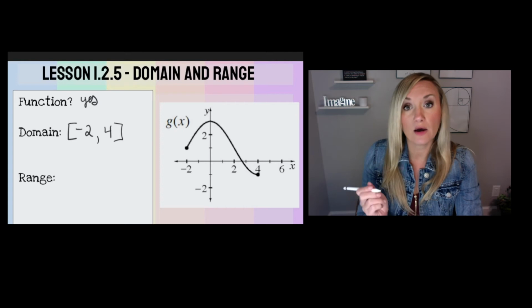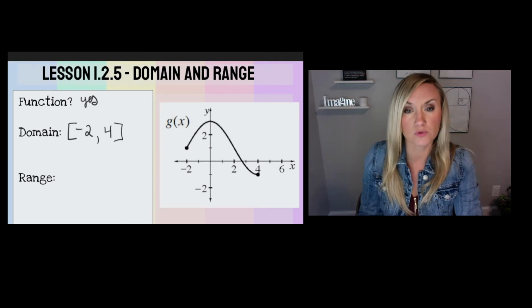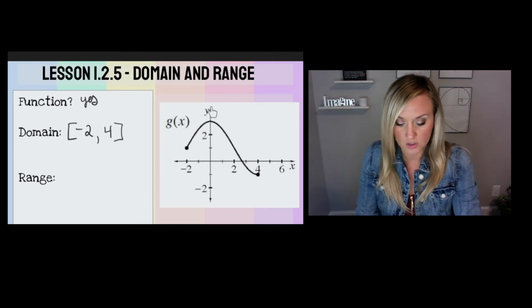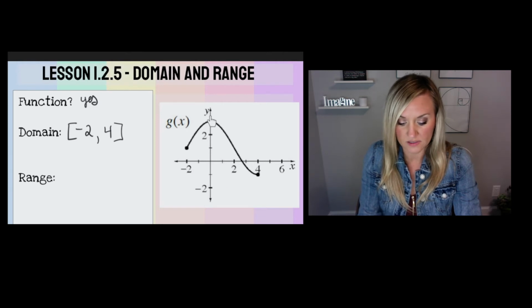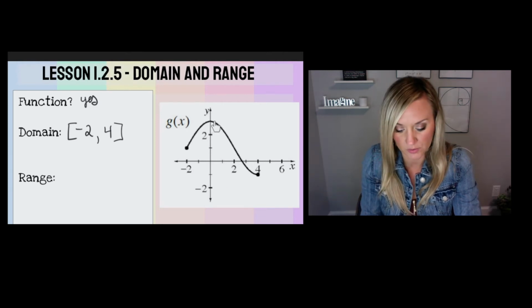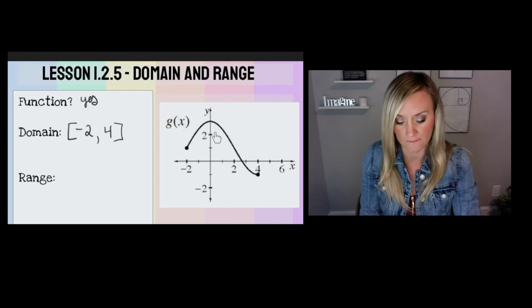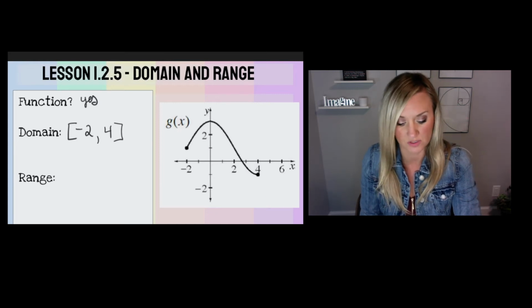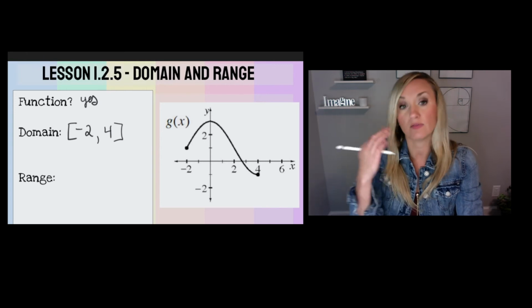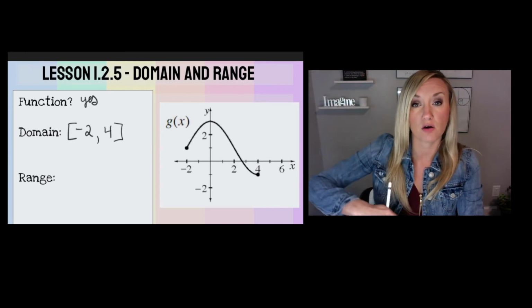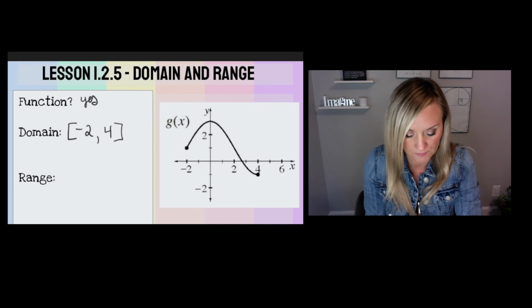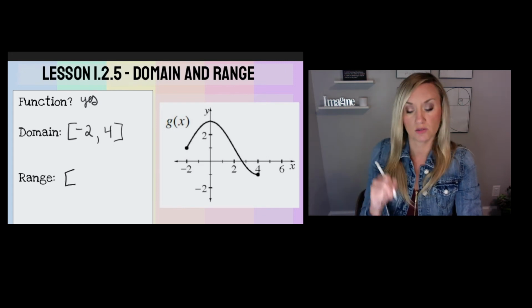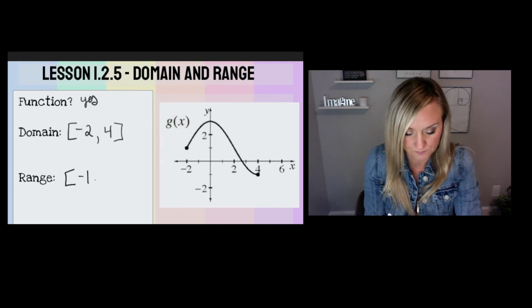Okay, so now the range is all of the values of y for our graph. So take a look at the y's. What's the highest point our graph goes? And it looks like it's a +3. And the lowest point that it goes is a -1. Doesn't go anywhere else. Definitely touches -1, definitely touches 3. So we would say that the range, all the values of y that are possible for this function, is going to be between the smallest value, which is -1, all the way up to a +3.